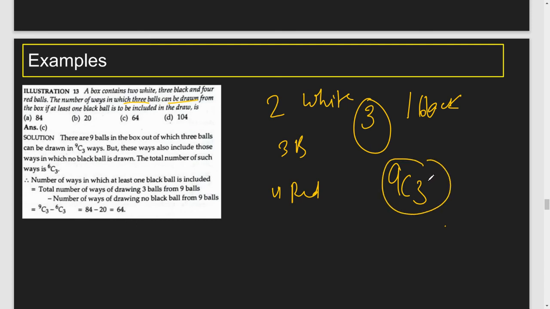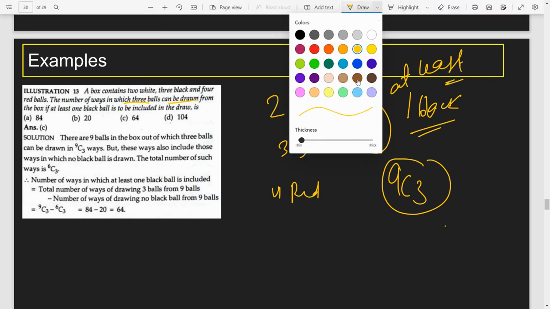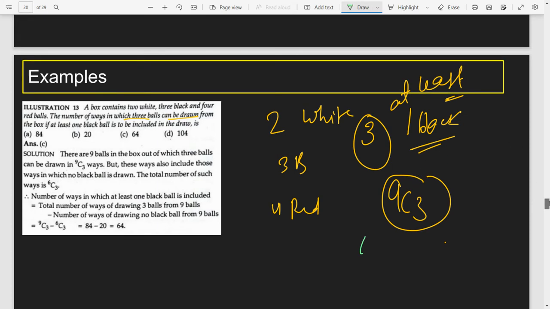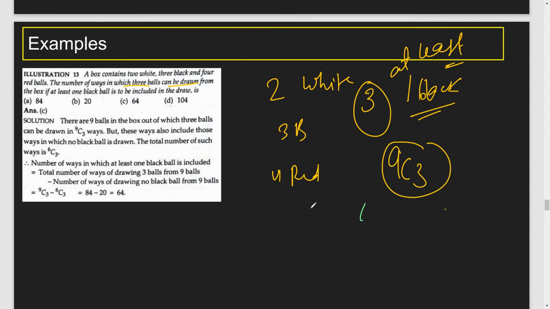But it may happen that you are also drawing some balls which are not black, and the question says you have to draw at least one black ball. So how can you do this? Let me explain it to you. You need to forget about the black balls. Just find the total number of ways in which you can draw only white and red balls. There are two white balls and four red balls, so a total of six balls that are white or red and not black. If you draw three balls from those six, none of them will be black.